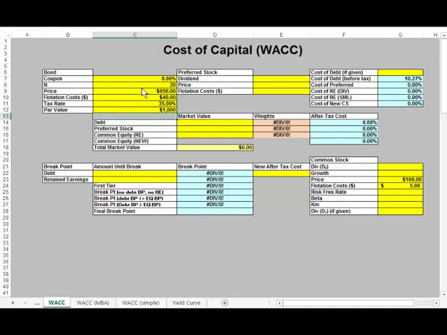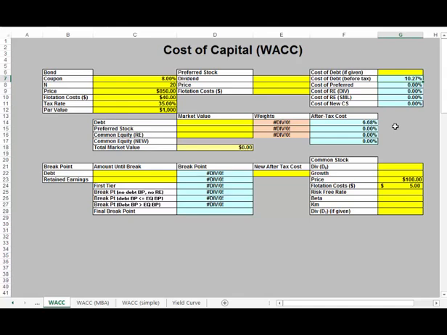So in this case, we know that the before-tax cost of debt is 10.27%. Now, since we've incorporated the tax rate, we can then also calculate the after-tax cost. The after-tax cost is 6.68%. So when the company issues debt, this is essentially what it's going to cost them every time they issue a bond.